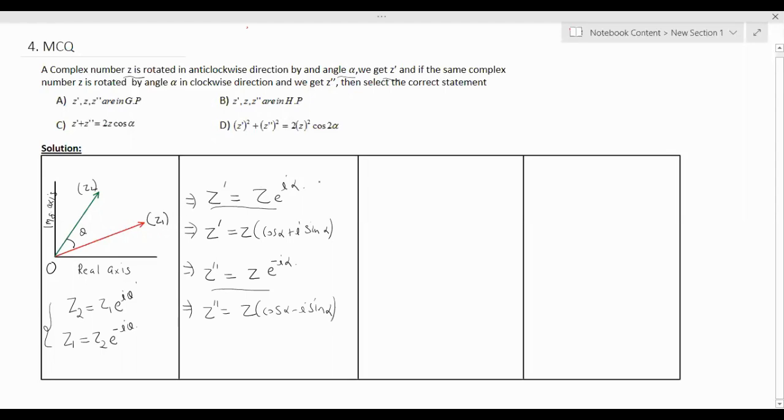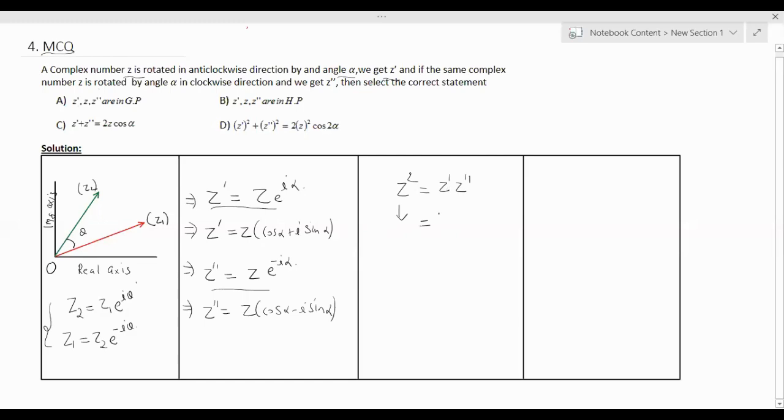Now since this is a multiple correct question, you will have more than one answer. So observe this very carefully. Now the first option: he's telling us to check whether z dash, z and z double dash are in geometric progression. How do you get that? You verify whether z squared is equal to the product of z dash and z double dash. So if you observe, the LHS is z squared. Okay, so let's start with the RHS.